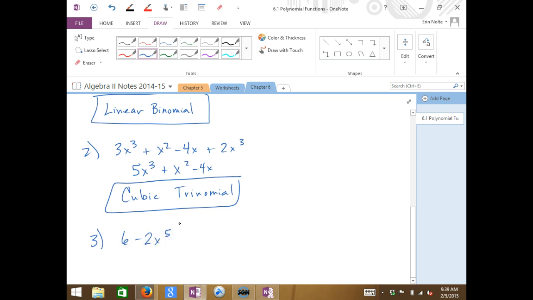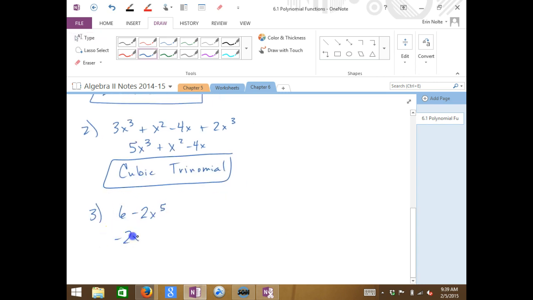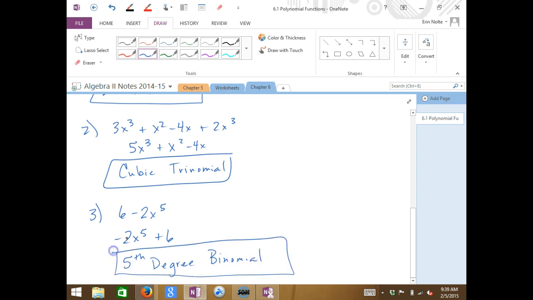Okay, what about number 3? Is that one written in standard form? No. I have to have it in the correct order, so I would really say that this is negative 2x to the 5th plus 6. So what is this one? 5th degree. Very good. A 5th degree binomial. Anything bigger than 4, you just call it that. 10th degree. Easy?